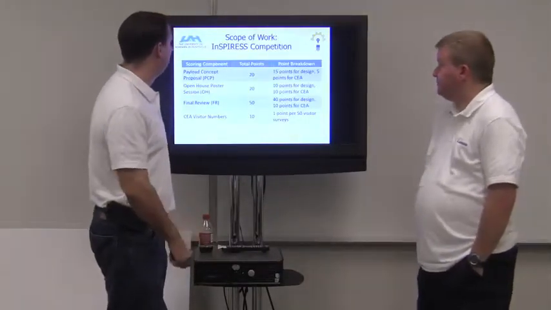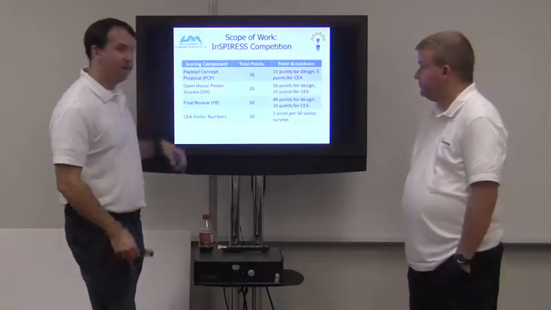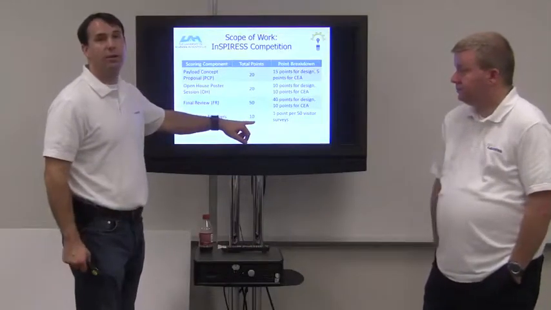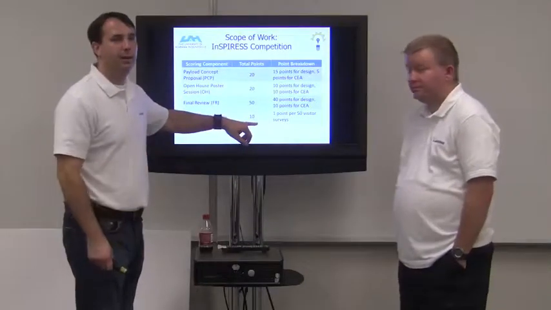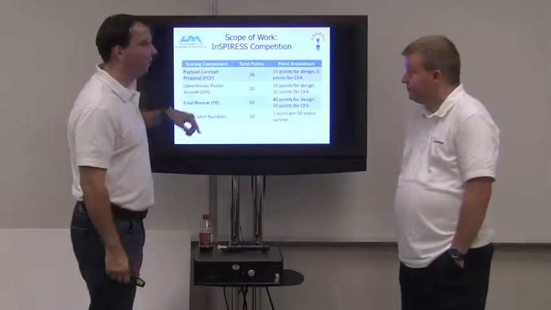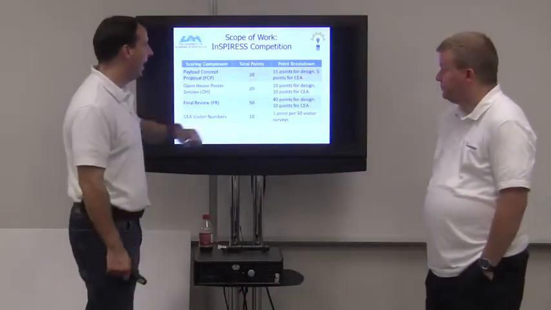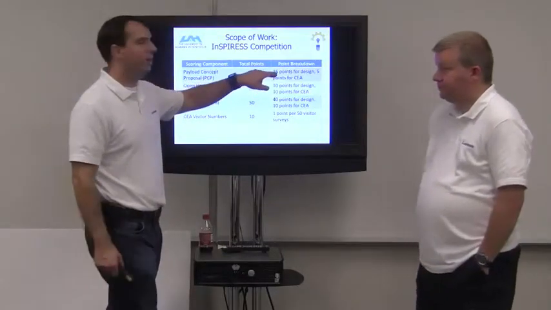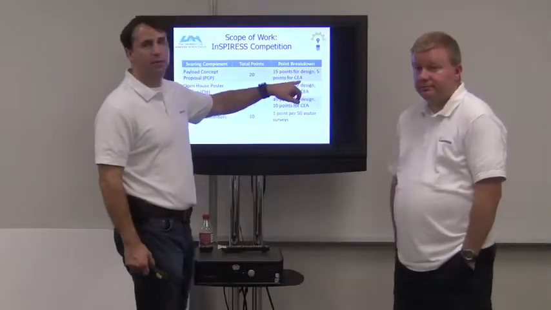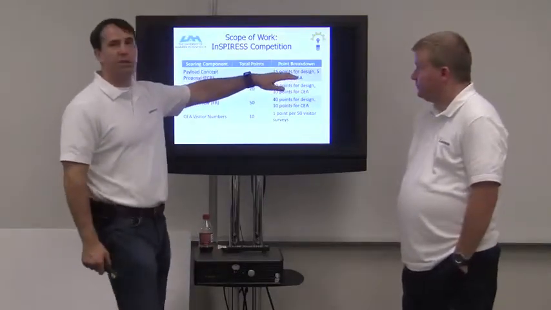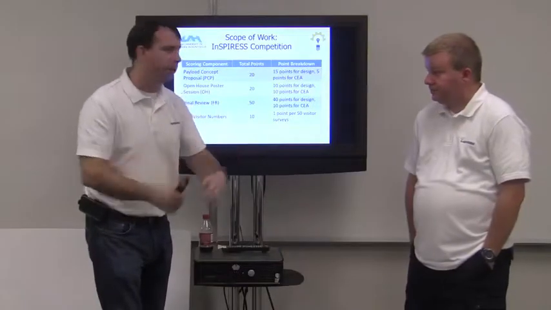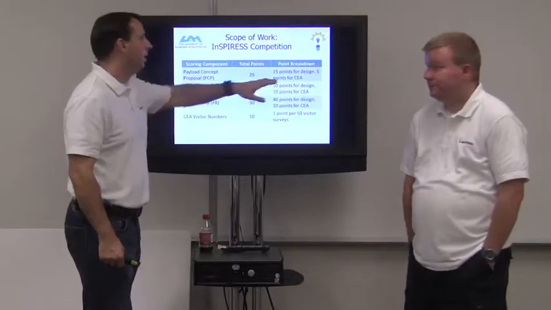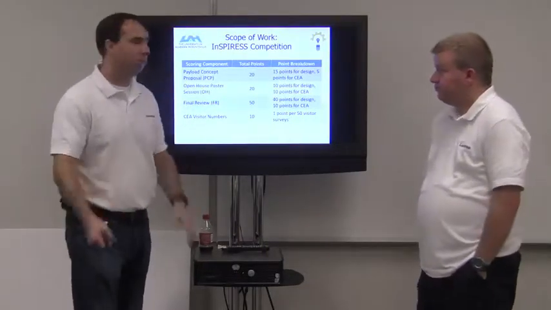So the point allocations: I said there are 3 major components. The CEA visitor numbers is worth 10 points. That's a component as well, but it is included in other parts of this as well. This is how the points add up. The PCP, the proposal, is worth 20 points. 15 points is for the design, and 5 points are for the CEA. So inside of this proposal, certain points are allocated for the design of the payload and certain points are allocated for the CEA activity. How well you write about it in the proposal is how those points are scored.